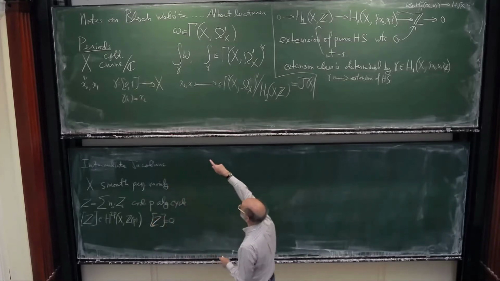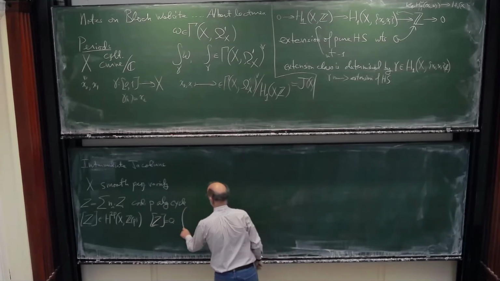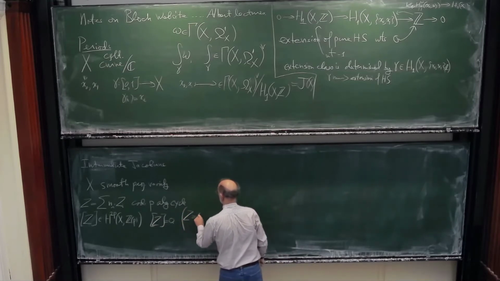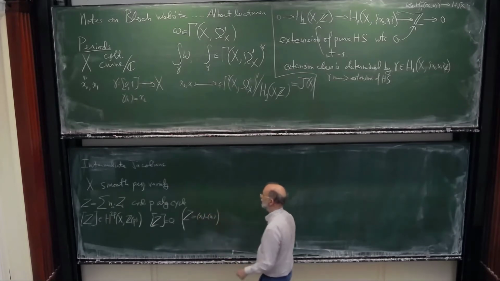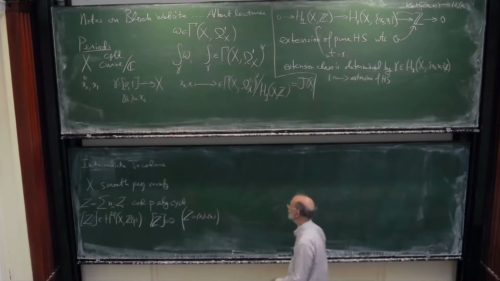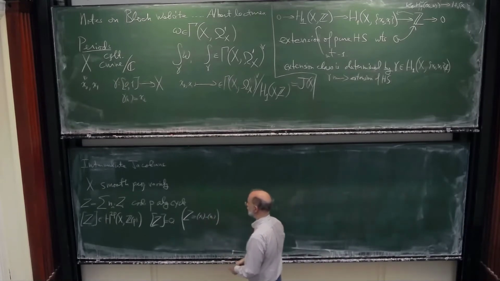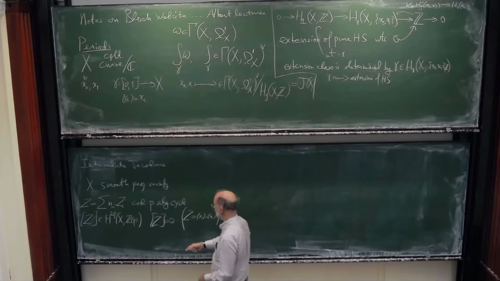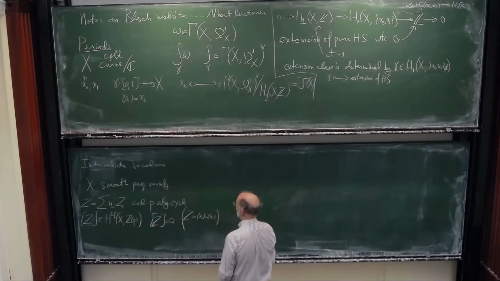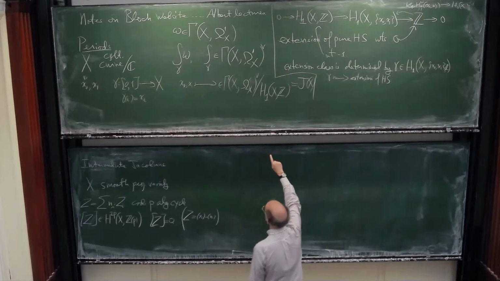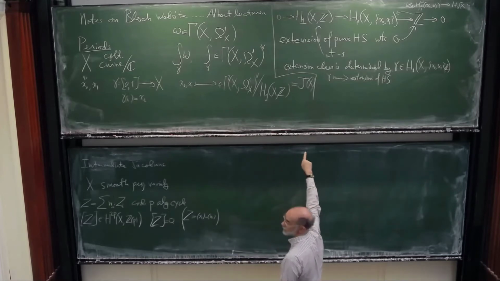And of course, in the case here, the example is simply x1 minus x0, which is a 0-dimensional cycle that will be homologous to 0. So we assume that the cohomology class is 0. Then we can write down directly this extension of Hodge structures.